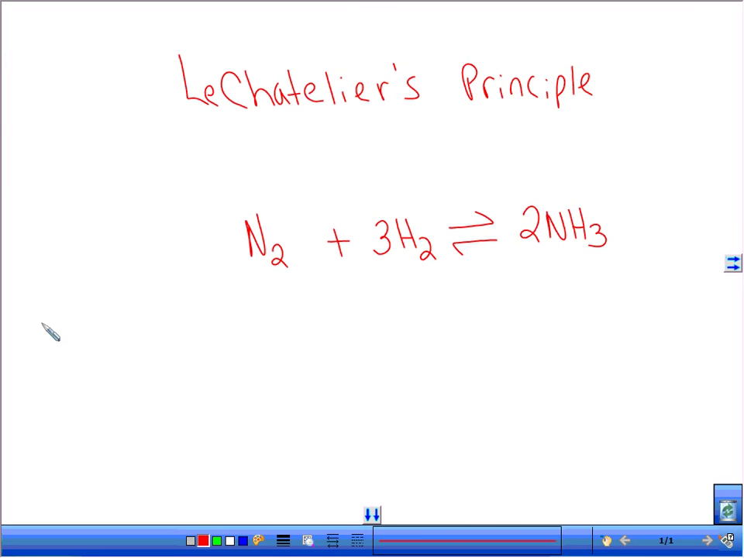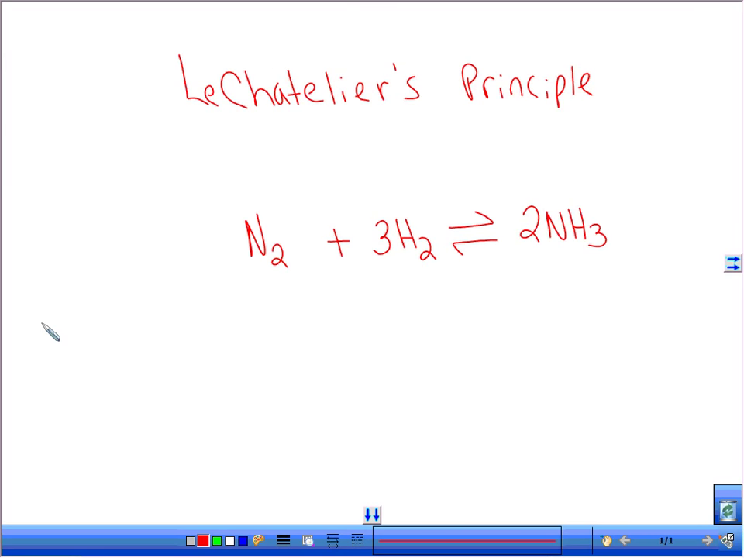So when you have a stress on a system, the system will react in a certain way in order to alleviate that stress. The first part we're going to talk about is when you start changing the concentrations. Remember, equilibrium was when the reaction's going back and forth at equal rates. It gets to its happy spot, happy molarities, and so it always equals the K constant.